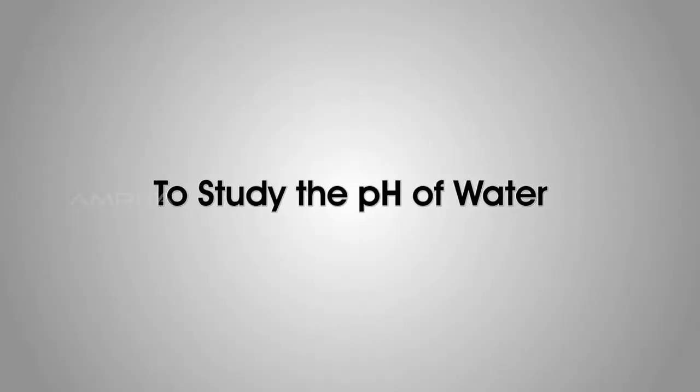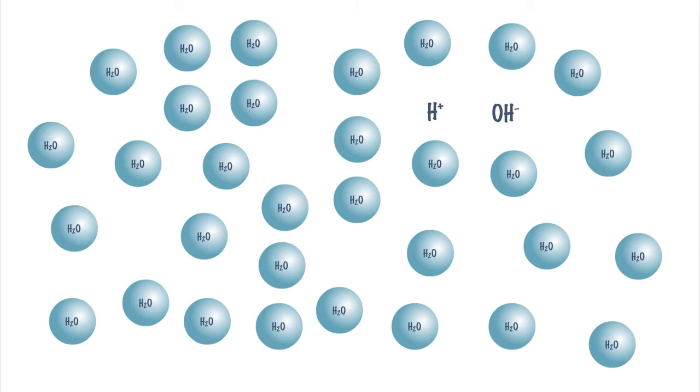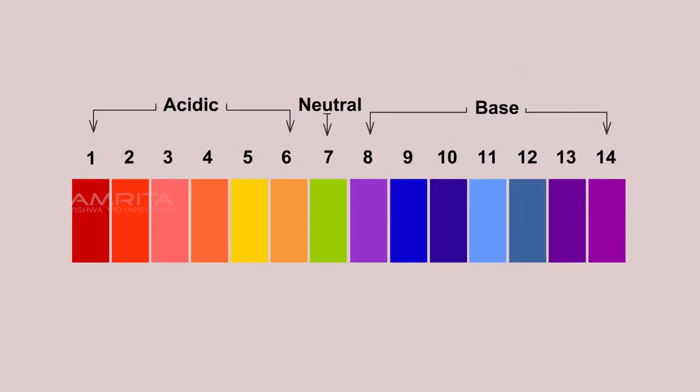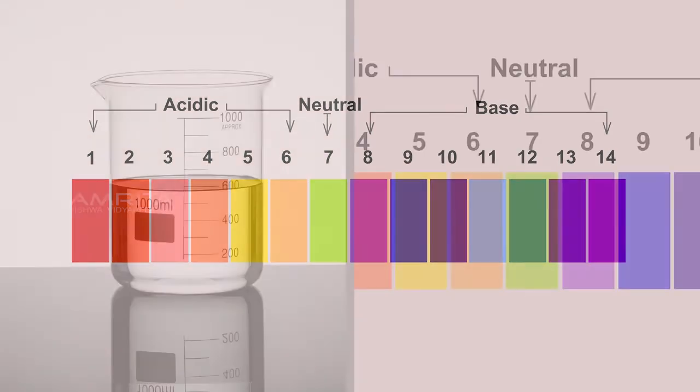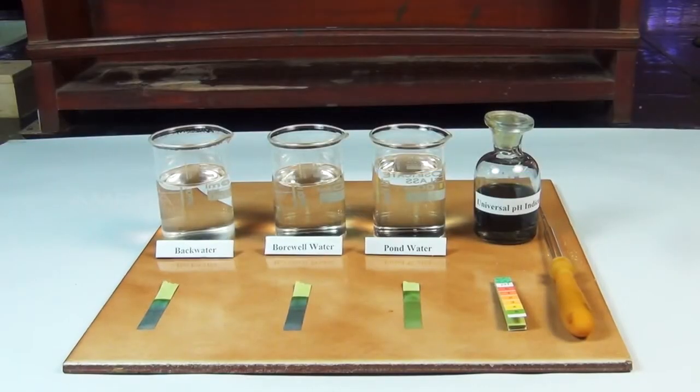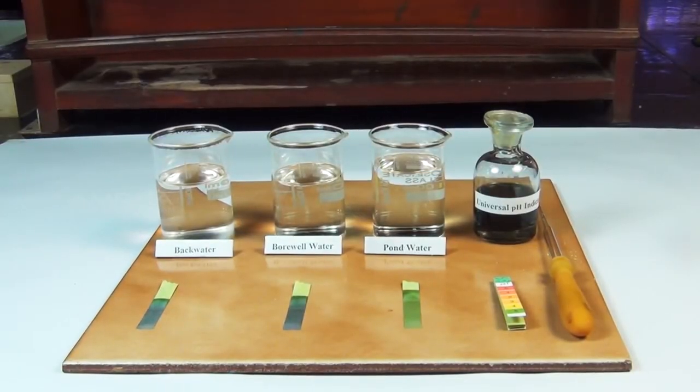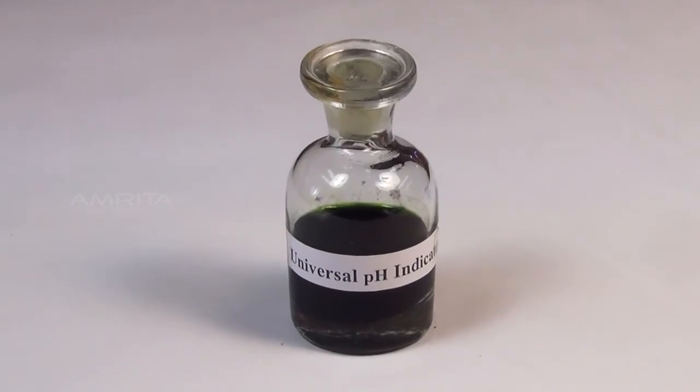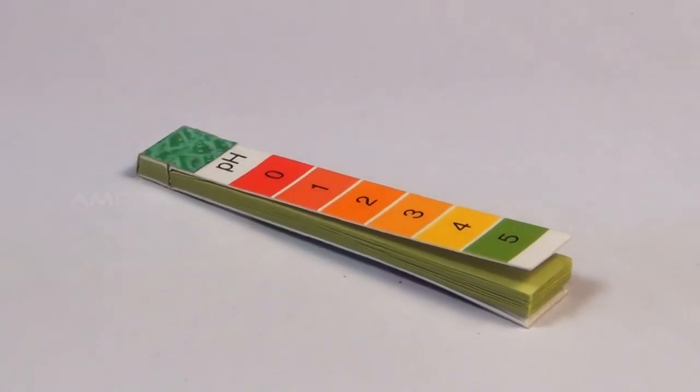To study the pH of water. The pH is a measure of the relative amount of free hydrogen and hydroxyl ions in an aqueous solution. Solutions with a pH less than 7 are said to be acidic and with a pH greater than 7 are basic. The pH of pure water is 7 at 25 degrees centigrade. The pH value of a water sample can be determined by using universal pH indicator solution or pH paper strips.